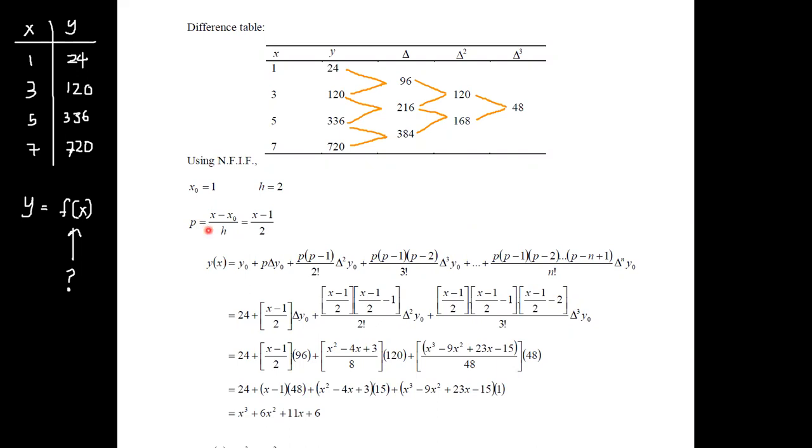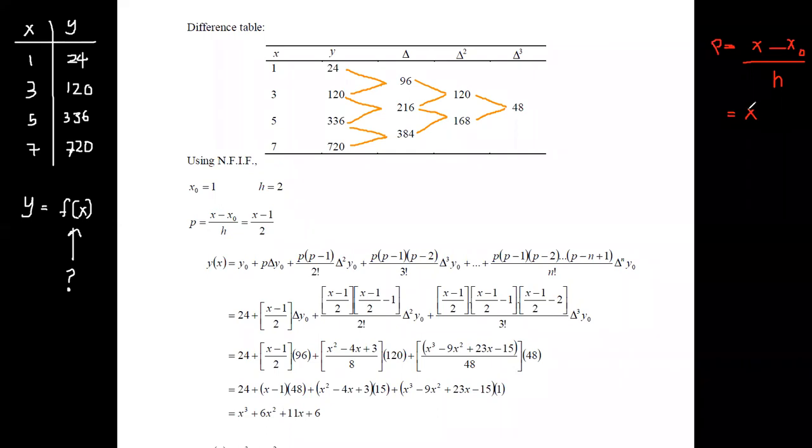The equation provided to calculate the value for p is x minus x naught divided by h. Then we can say they have asked us to obtain a function, and this is the value that we are considering as the unknown value. Still we have this value as x. They have not asked us to identify a value for this.